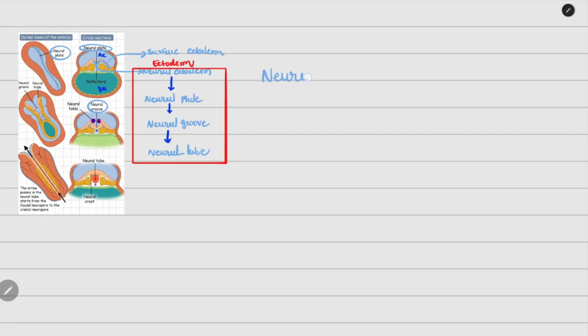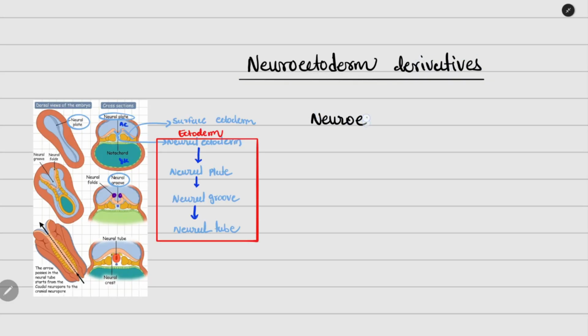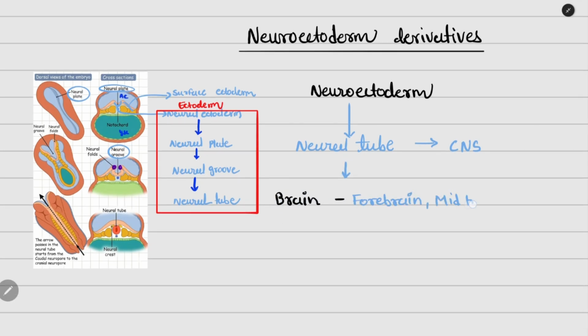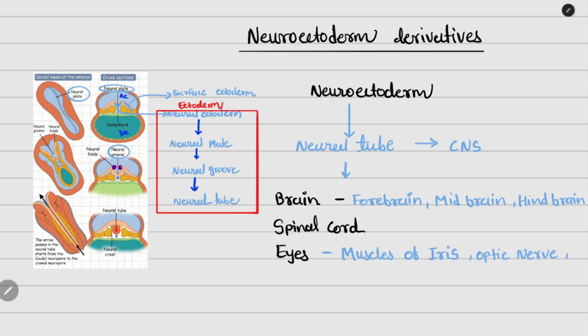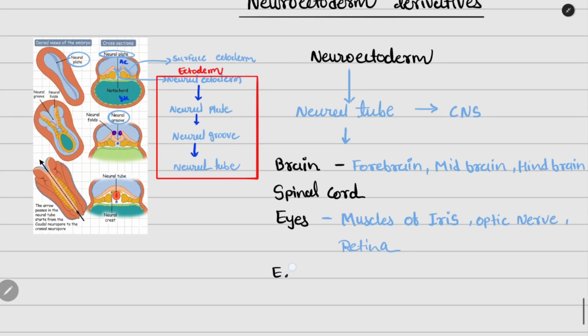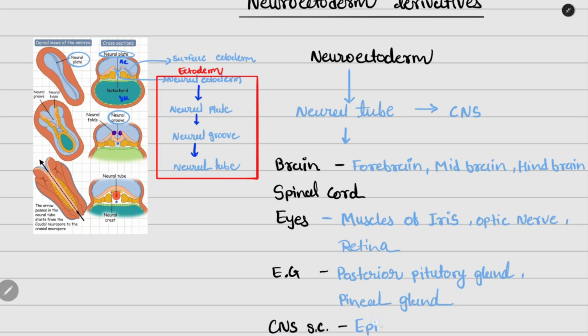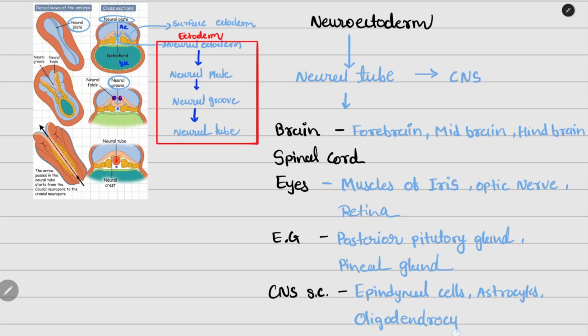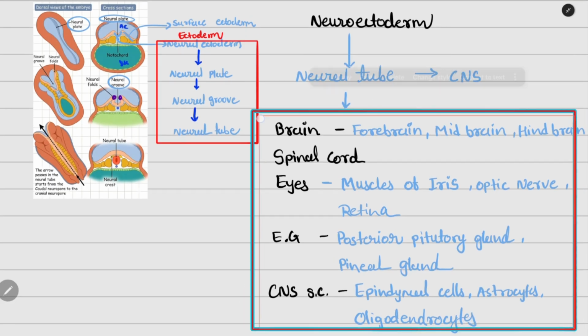And now we know that neuroectoderm will form the neural tube. Now let's move forward and see the derivatives of neuroectoderm. A neural tube will form the central nervous system. CNS consists of the brain, which is the forebrain, midbrain and hindbrain, and also the spinal cord. Neuroectoderm also forms the muscles of the iris, optic nerve and retina of the eye. It also forms endocrine glands like the posterior pituitary gland and pineal gland. And lastly, CNS supporting cells like ependymal cells, astrocytes and oligodendrocytes. So these are the derivatives of the neuroectoderm.